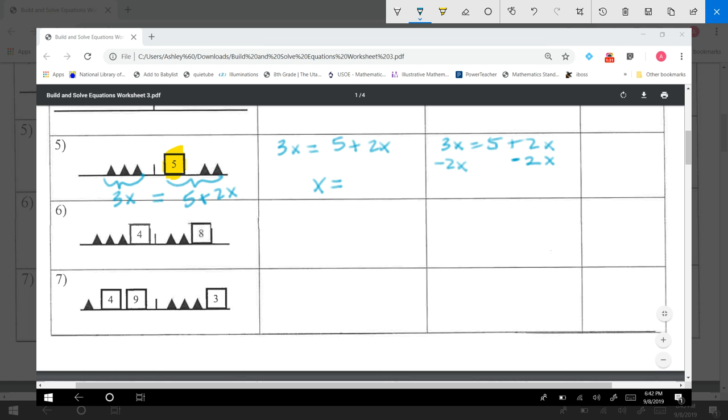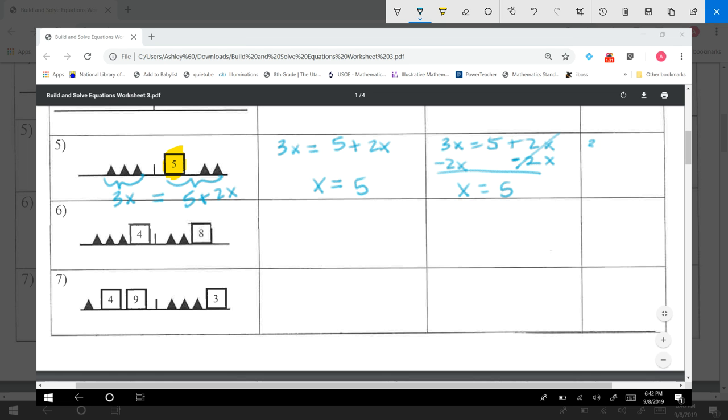When we simplify that, 3x minus 2x leaves us with just an x. And then when we have 5 plus 2x minus 2x, that cancels out and we're left with just 5. So 5 should be our solution of what these unknown triangles represent. They represent a 5.